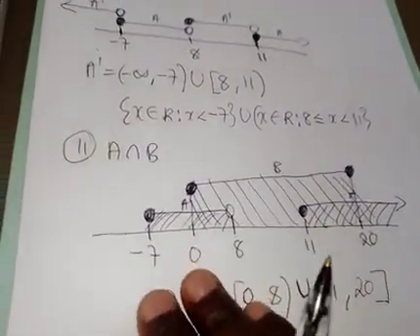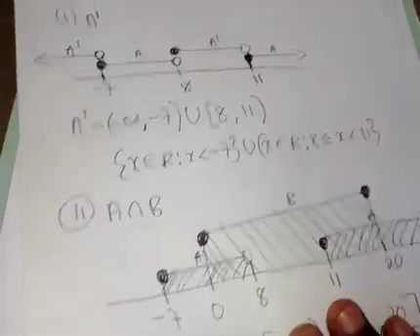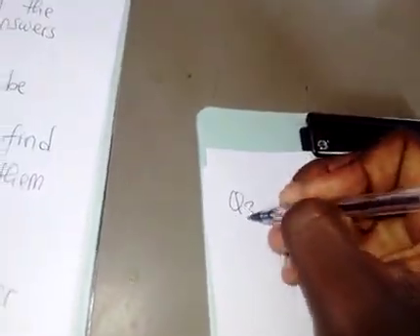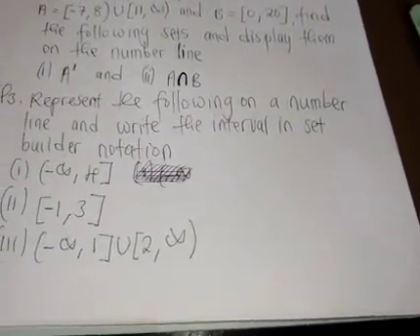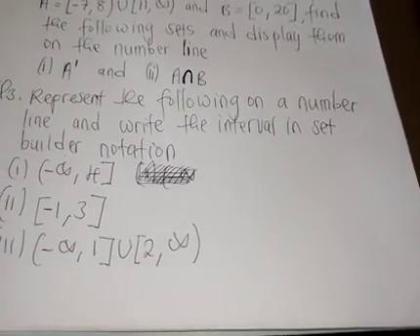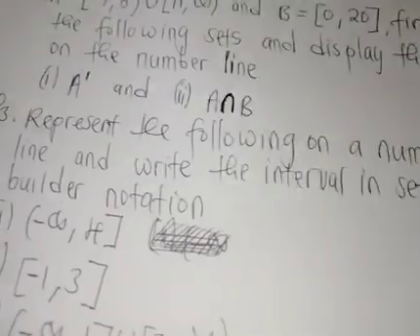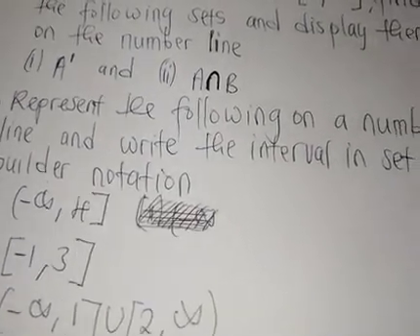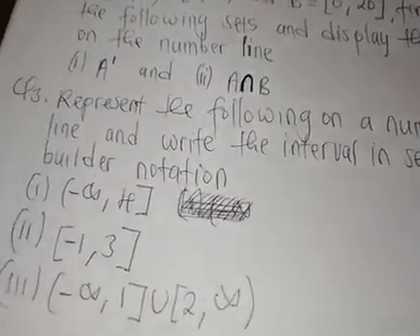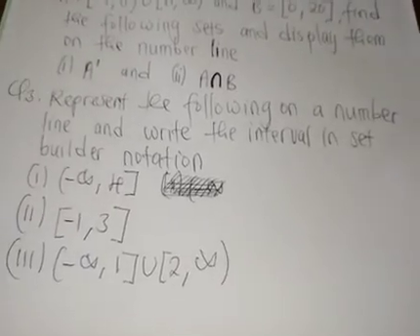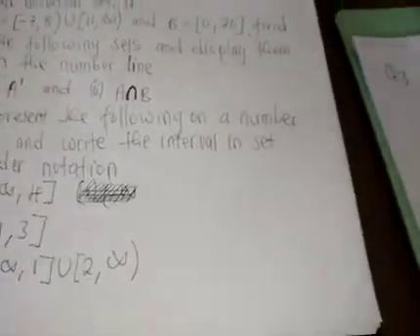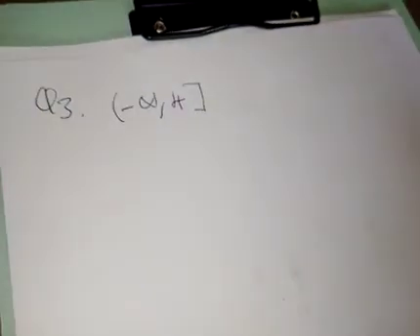Then let's solve our last question. Question 3. So for question 3, we have: represent the following on a number line and write the interval in set builder notation. So the first one is actually negative infinity, comma 4. Okay, if you want, you can pause the video, try to solve, then you continue. So negative infinity to 4.